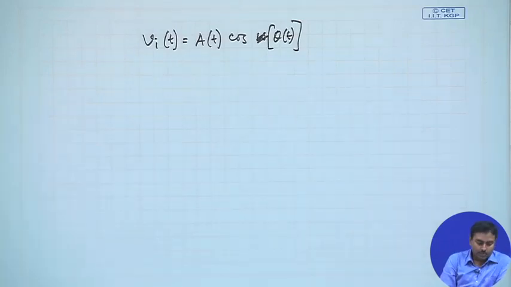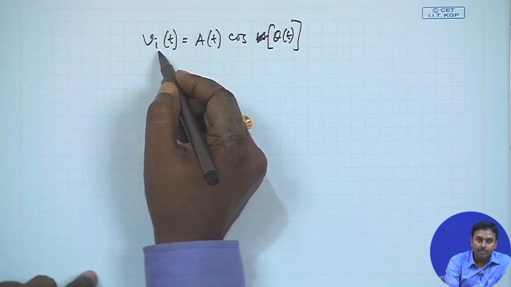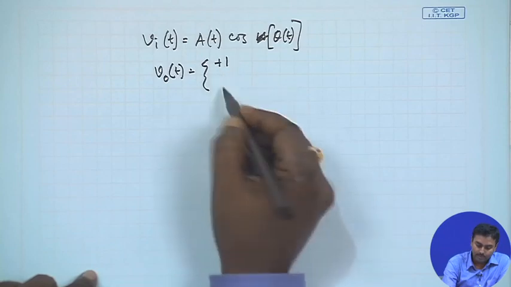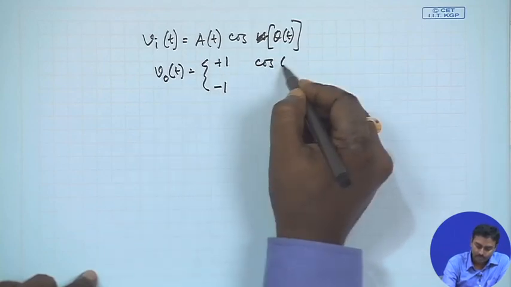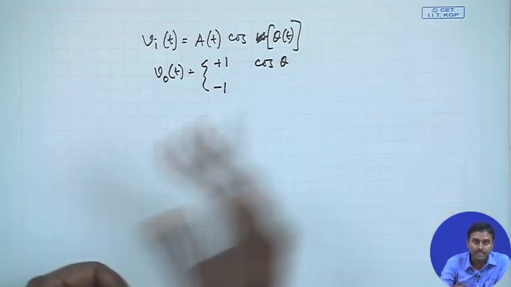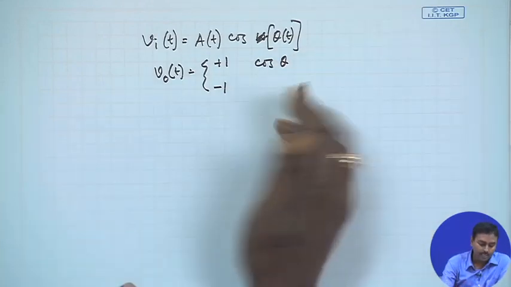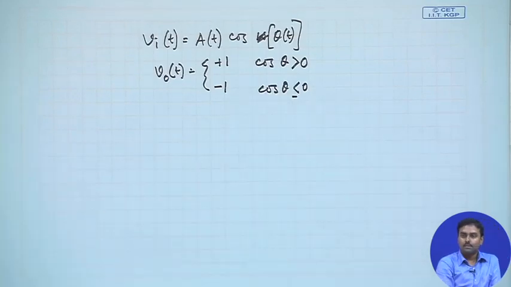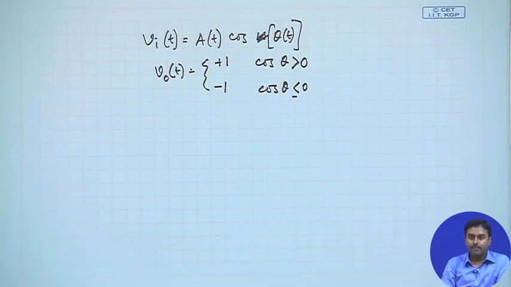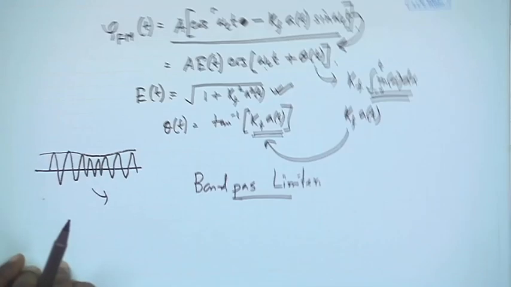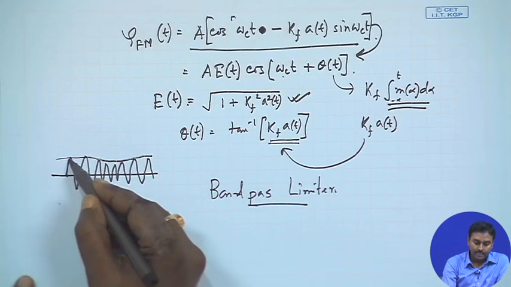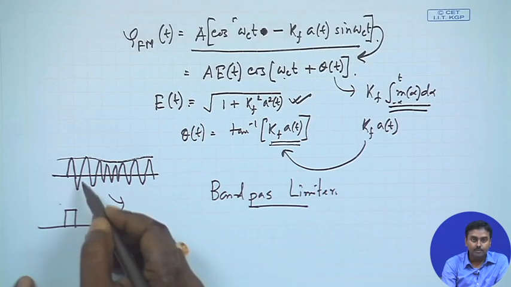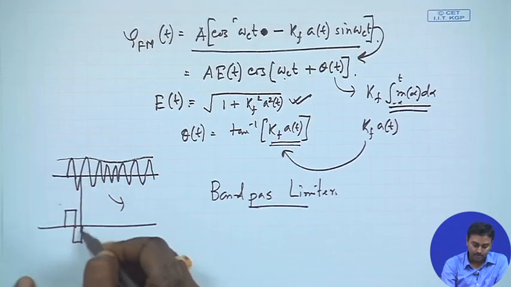From this input it will generate an output V_o(t) which is +1 or -1 depending on cos theta, whatever that is. That might be a variation of time and all those things, I do not care, as long as this cos theta is greater than 0 it gives +1, and otherwise -1. So, this is the hard limiter. Whenever the signal is above 0, I must have +1, and whenever it is below 0, I must have -1.